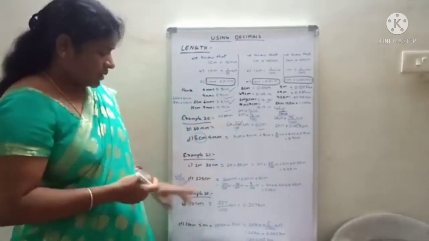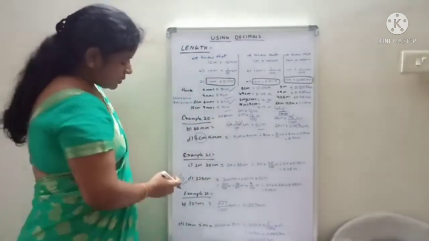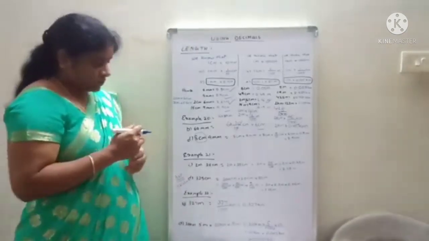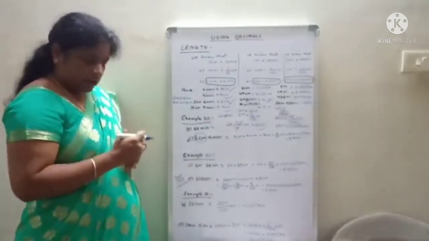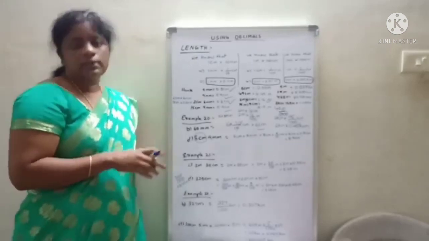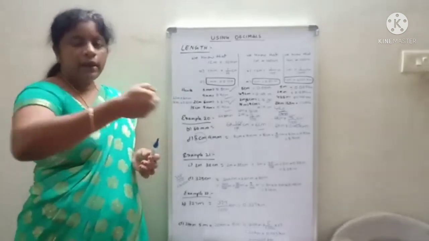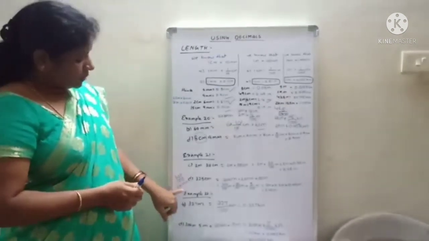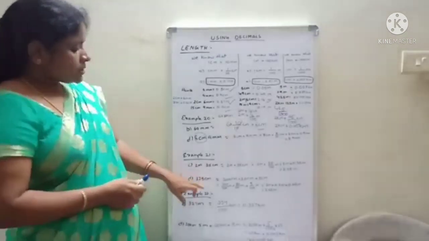And also given 325 centimeters. Convert 325 centimeters. We know 1 meter equals 100 centimeters, so 1 centimeter equals 1 by 100 meters. Here 325 centimeters are there, so 325 by 100 meters. Keep the decimal point: 3.25 meters.